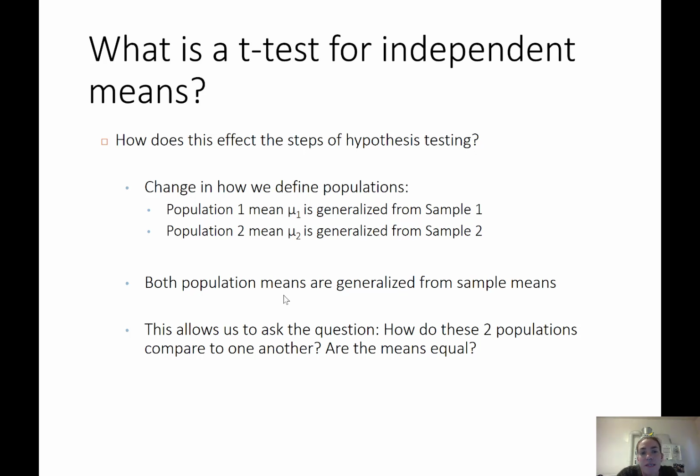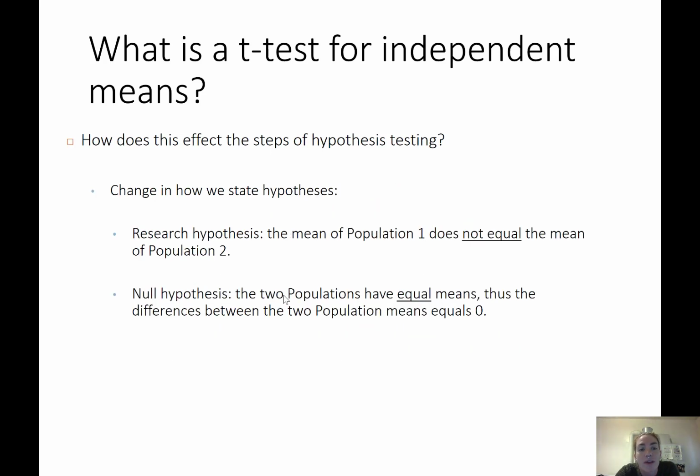This will affect the steps in hypothesis testing because, of course, it will change how we define our populations in step 1. Population 1's mean will be generalized from group 1, and population 2 will be generalized from group 2. So we have two different groups of people. Both population means are generalized from sample means. So we have two different samples. Each one of those samples contributes to a population mean or mu. So now this allows us to ask the question, how do the two population means compare to one another?